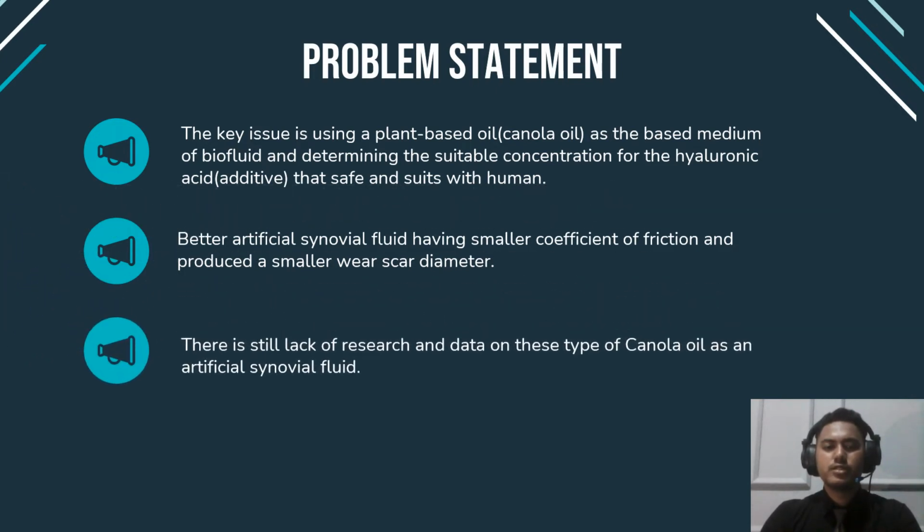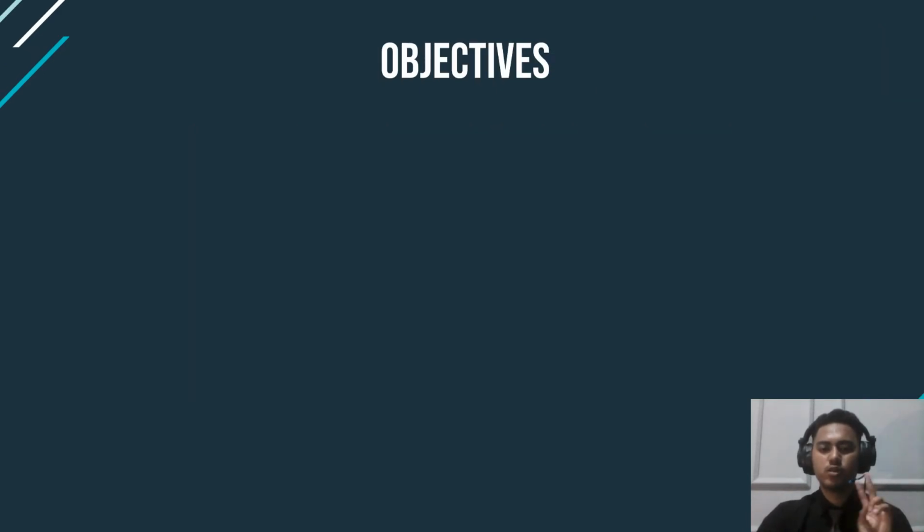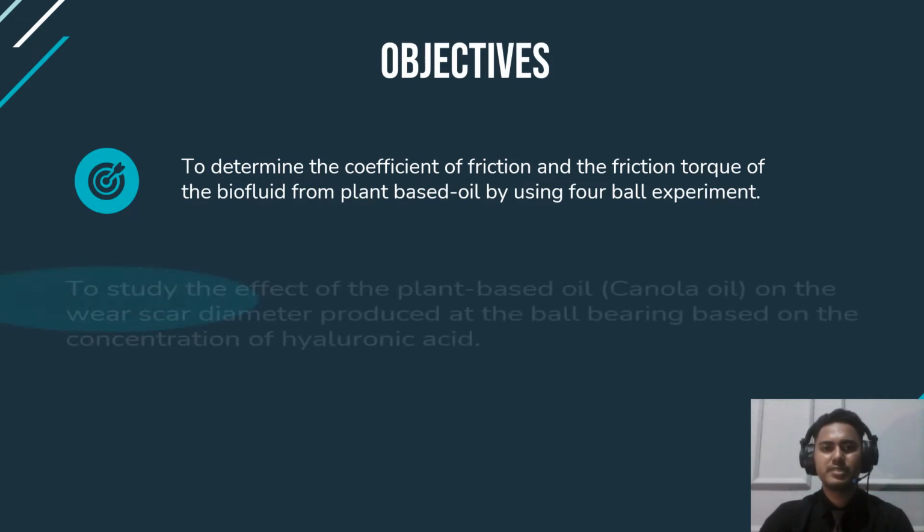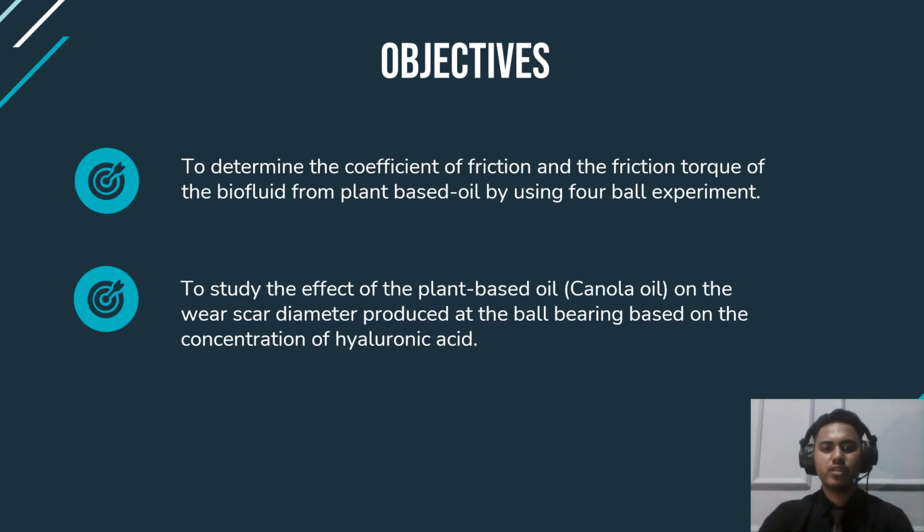Based on comprehensive literature, there is still a lack of research and data on canola oil as an artificial synovial fluid. There are two objectives in this project. First, to determine the coefficient of friction and the friction torque of the biofluid from plant-based oil by using four-ball experiments. Next, to study the effect of the plant-based oil, which is canola oil, on the wear scar diameter produced at the ball bearing based on the concentrations of hyaluronic acid.